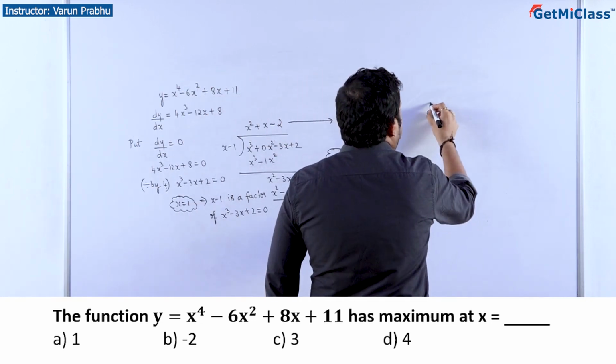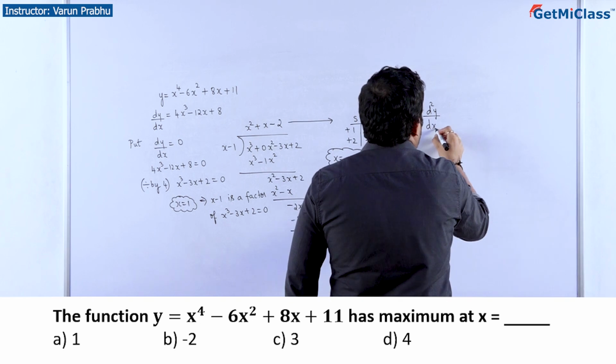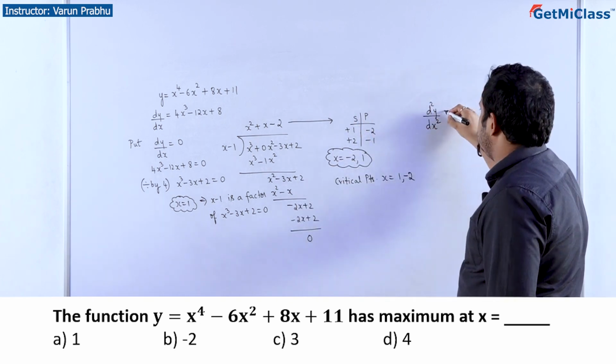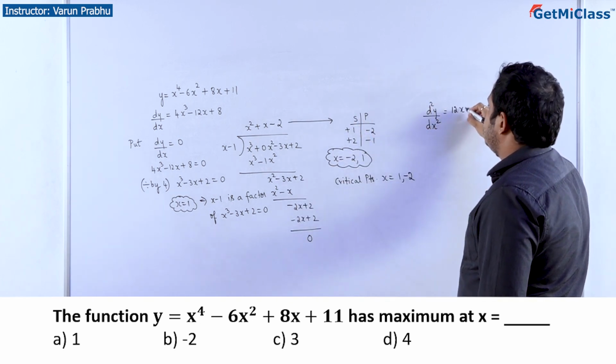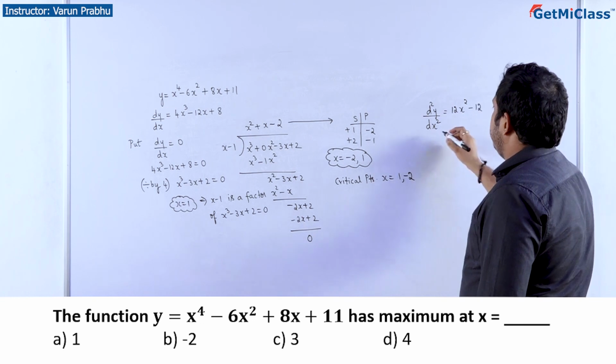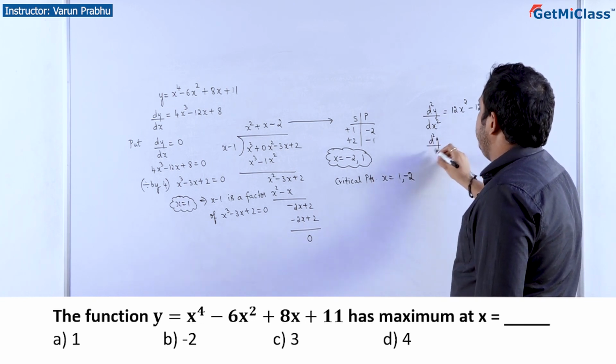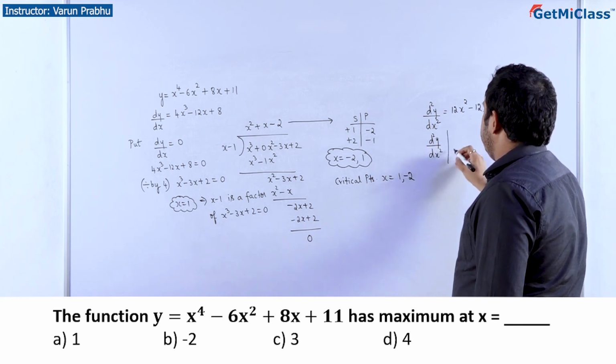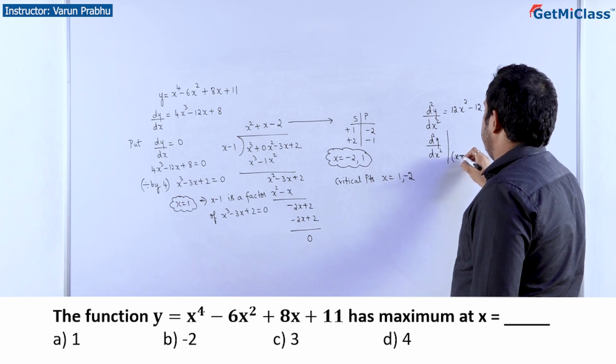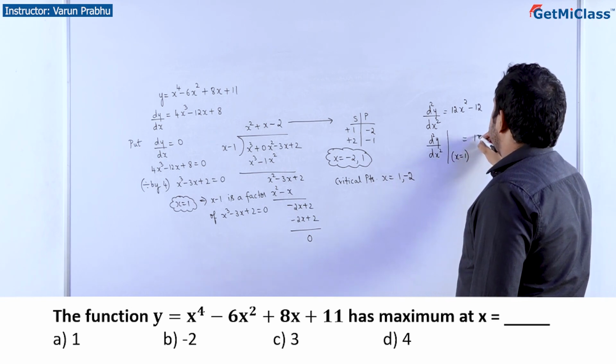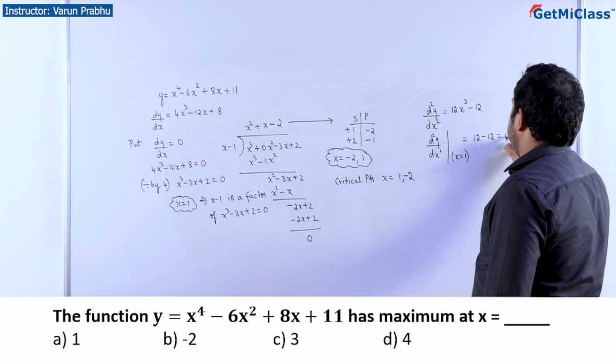So what we'll do now? Again you do the second order derivative because there are two critical points. d square y by dx square. What is this answer? 4 3s are 12, x square minus 12. Correct or not? Now you calculate d square y divided by dx square at the point x is equal to 1. What is the answer that we get? 12 minus 12, that is equal to 0.